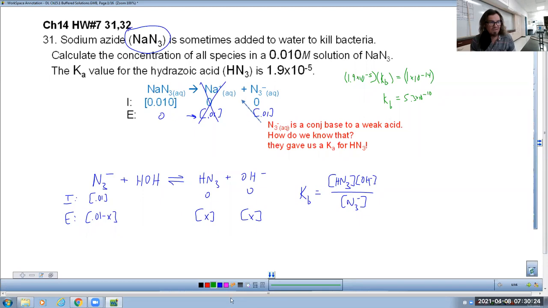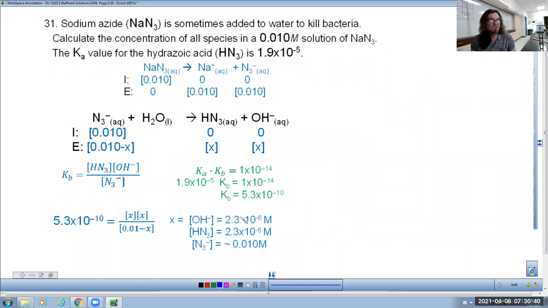Okay, so now that I have the Kb, I can now go over here and put 5.3 times 10 to the negative 10th equals X times X over 0.01 minus X and solve. Then I get my concentration. In fact, I think that's even what the answer is, that we just needed the concentrations of these. So solving for X, that tells me these two, and then you subtract that from 0.01, but you can see that it's completely negligible. You're down in the millionth place as opposed to the hundredth place. It's negligible. That's a good problem right there.